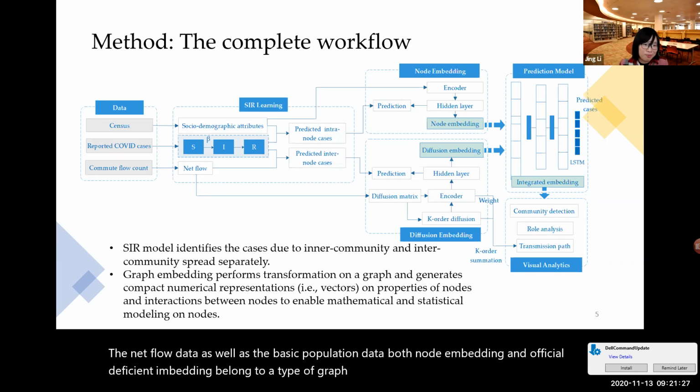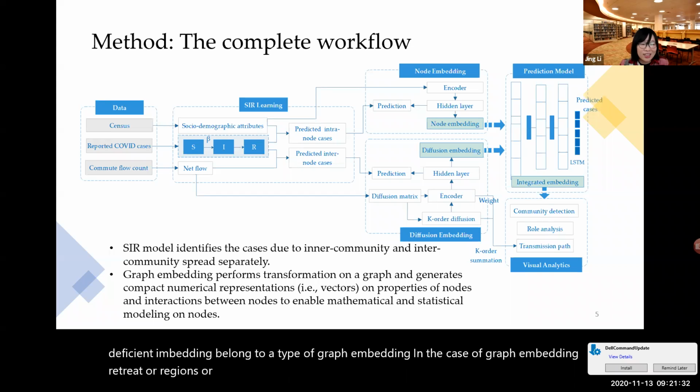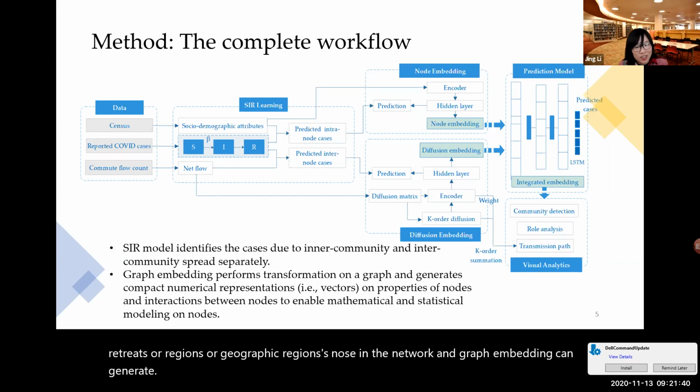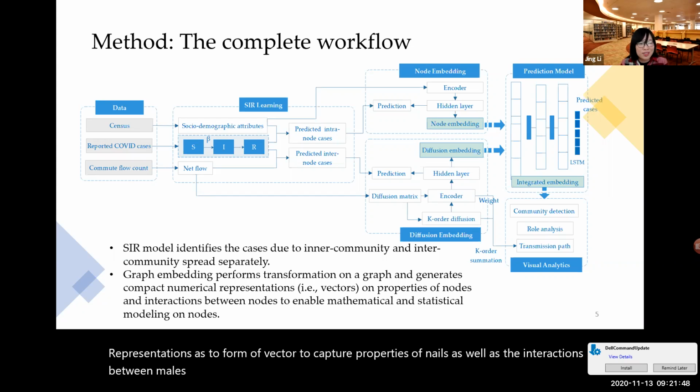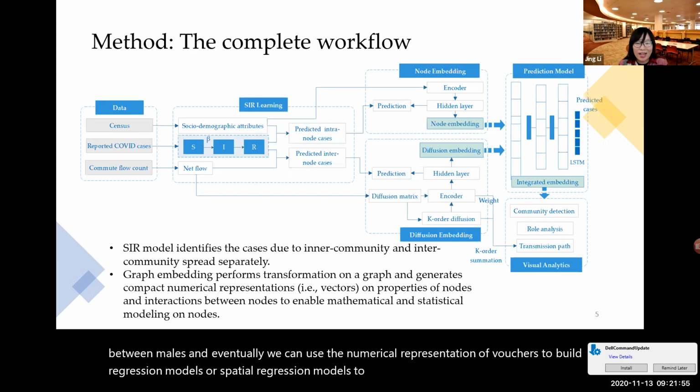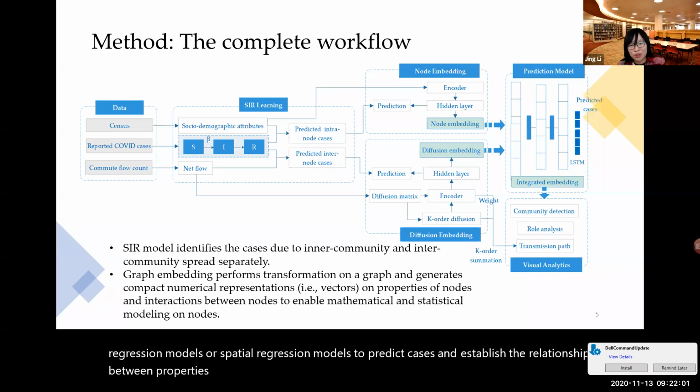In the case of graph embedding, we treat all geographic regions as nodes in a network. And graph embedding can generate representations in the form of vectors to capture properties of nodes as well as the interactions between nodes. And eventually, we can use the numerical representation of vectors to build regression models or spatial regression models to predict cases and establish the relationship between properties of nodes and the contribution to the final cases.